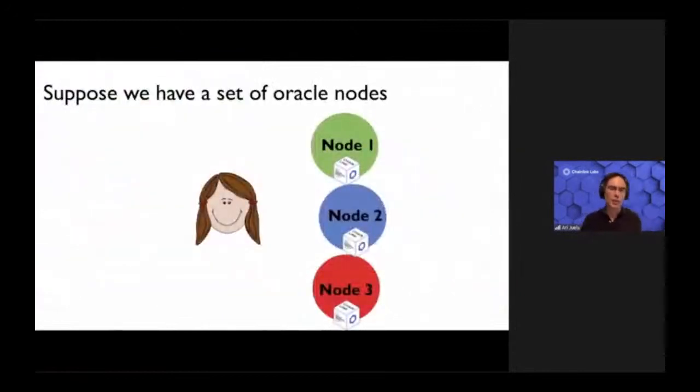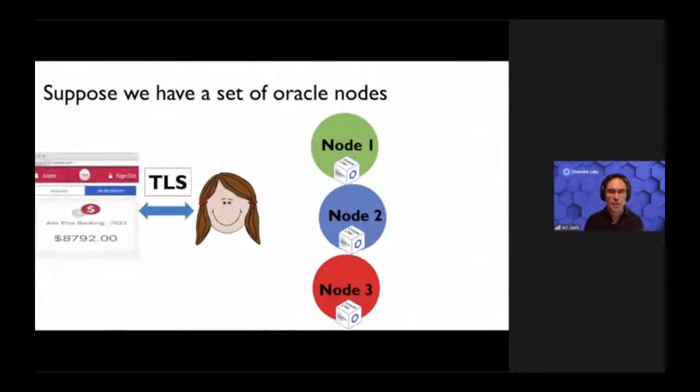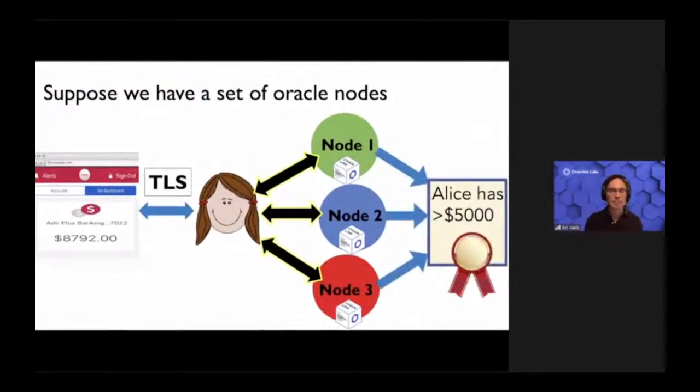Suppose we have a set of Oracle nodes, Chainlink nodes, and suppose as before that Alice wants to prove that her bank account balance is above $5,000. It's very simple. All she needs to do is generate DECO proofs for these 3 nodes, prove to each of them individually that her balance is above $5,000, and they can then collectively, using a threshold signature or whatever you like, sign a report saying that they saw a valid proof.